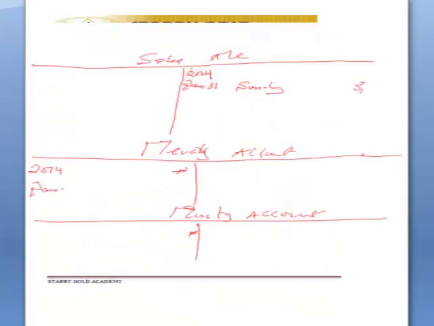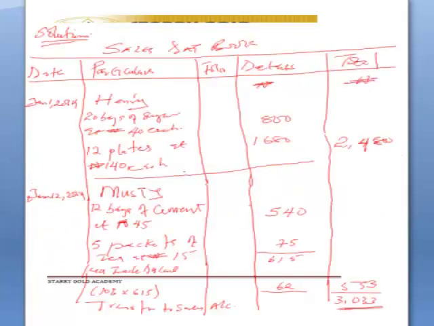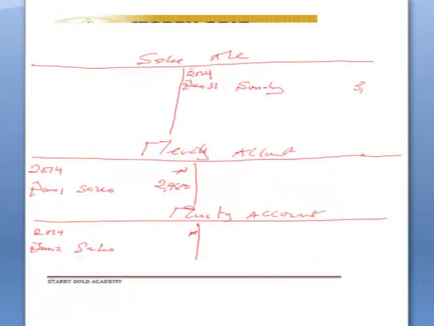So January 1st, 2014, and January 12th. Sales. The value for Henry is 2480, and the value for Musti is 553. So this is how it will go. And remember the total here is 3,033. So that is for the sales day book.